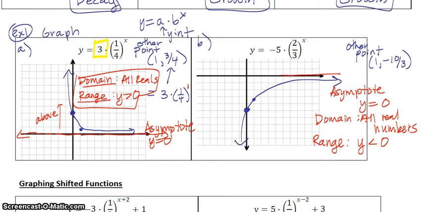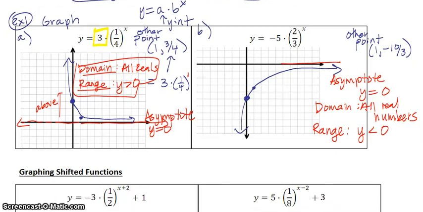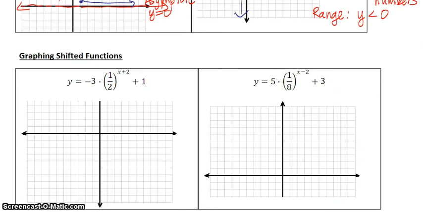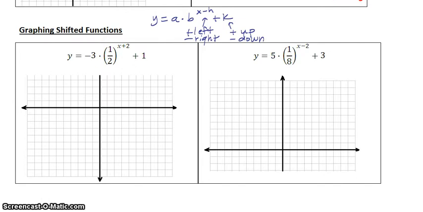So we're going to now talk about the shifted functions, and the rules for shifting exponential decay are the same as they were for exponential growth. Just a quick reminder, here was our general format. For the h value, plus meant left, minus meant right. For the k value, plus meant up, minus meant down. And I'm going to teach this the same way, and again, only your answer graph is required, so you do not have to do the one in between.